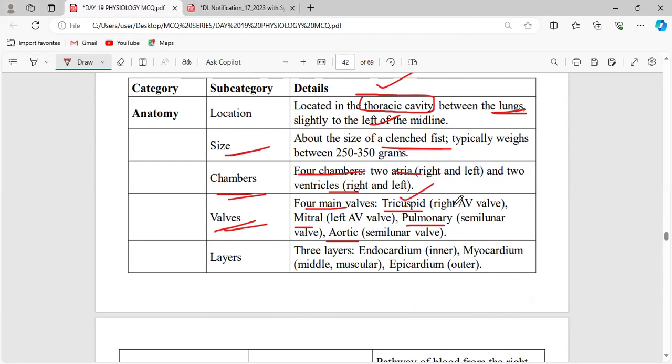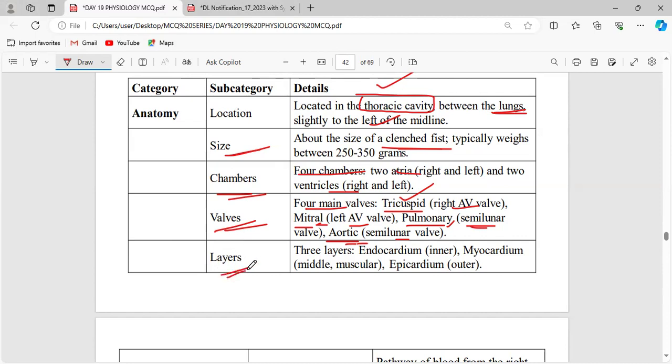The tricuspid valve is the right AV valve. The mitral valve, which we can also call the bicuspid valve, is considered the left AV valve. The pulmonary valve is a semilunar valve, and the aortic valve is also called a semilunar valve. So all 4 main valves are present in the heart.